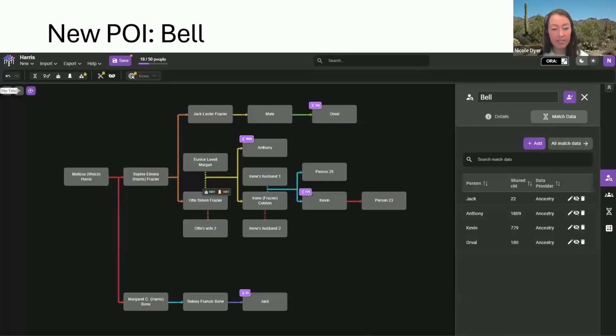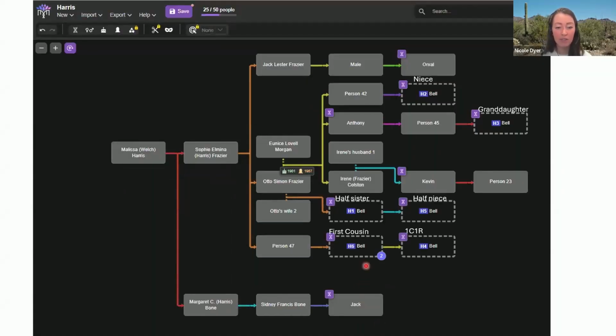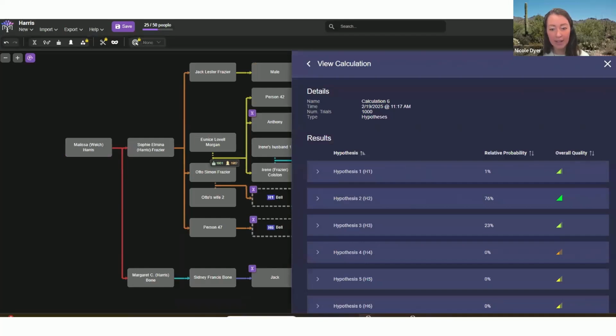So once again, I put these into Banyan. I added a new person of interest, and then I added several hypotheses for where she could fit. Half sister to Anthony, first cousin to Anthony, since Anthony was her closest relationship. First cousin once removed, half niece, granddaughter, and niece. Then I ran the calculation for the hypothesis, and I got three of these hypotheses as possible.